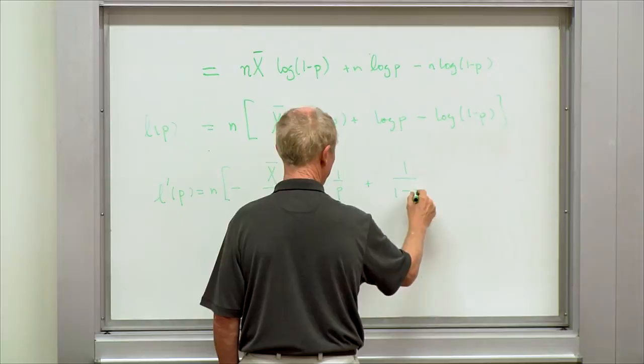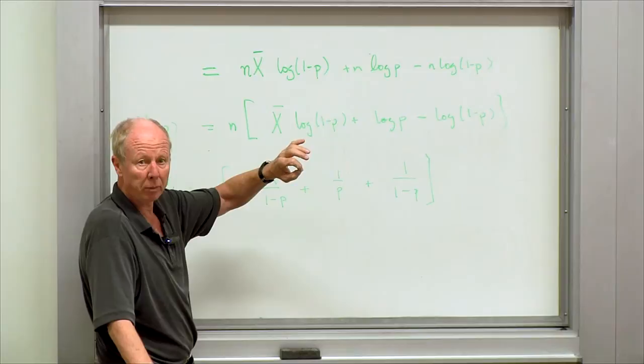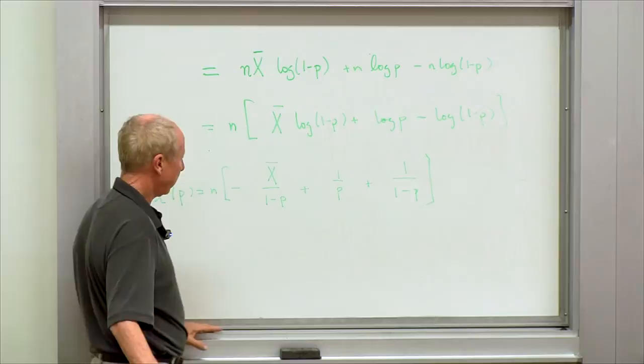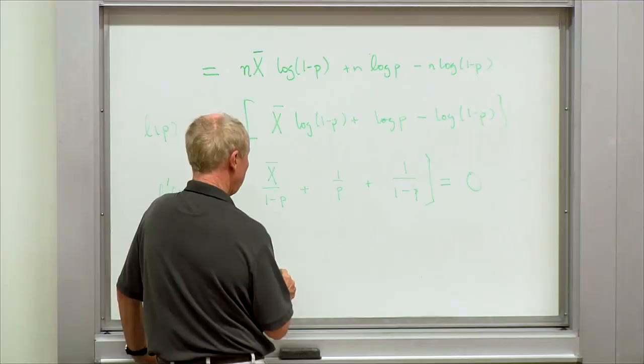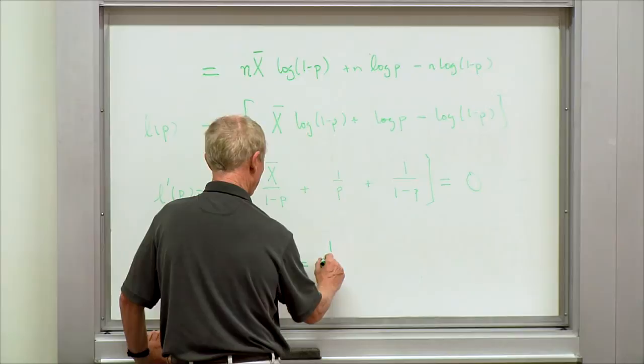I think you get this when you differentiate. Derivative of log is 1 over whatever appears inside, right? So we get 1 over 1 minus p. But then we have to differentiate 1 minus p, and the derivative of that is minus 1. So you get a minus sign here. This has derivative 1 over p. This would have minus 1 over 1 minus p, but there's a minus sign, so it becomes plus. We want to set this equal to 0. So we get x bar minus 1 over 1 minus p is equal to 1 over p.